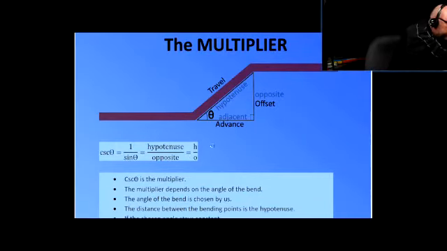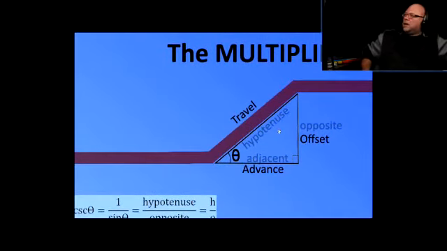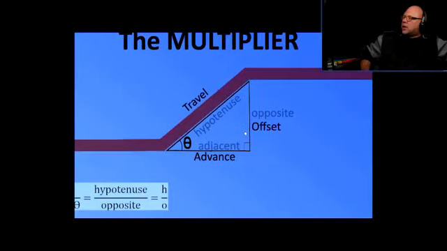Now, when it comes to bending the pipe, I have kind of faded out the hypotenuse, adjacent and opposite because there's slightly different terminology that we use when it comes to pipe bending. So the hypotenuse is called the travel. The adjacent is called the advance. And the opposite of this angle is going to be the offset.